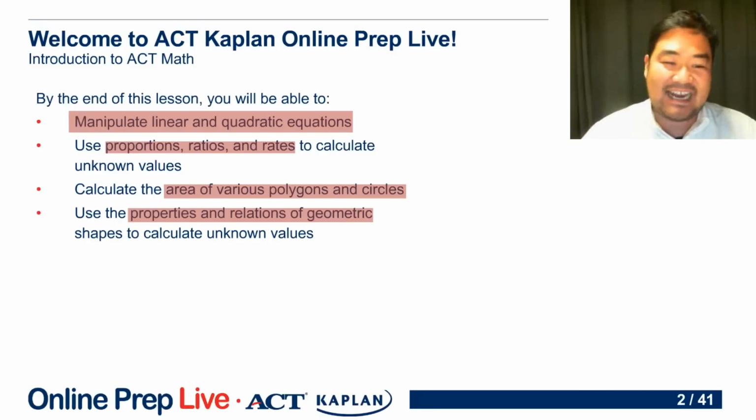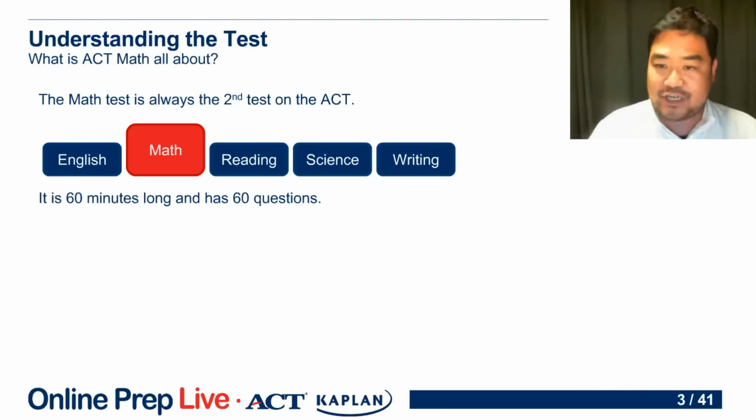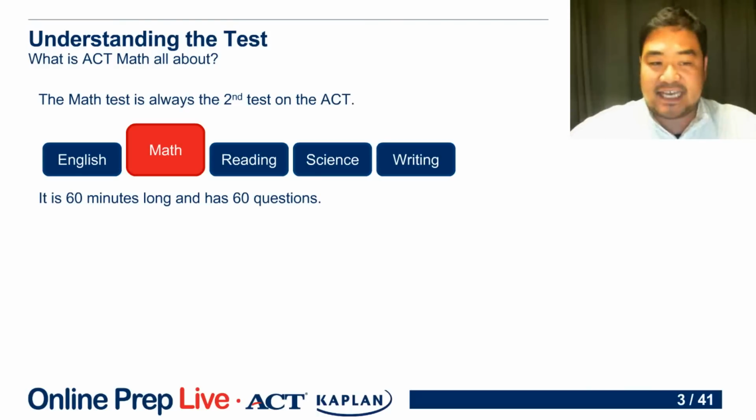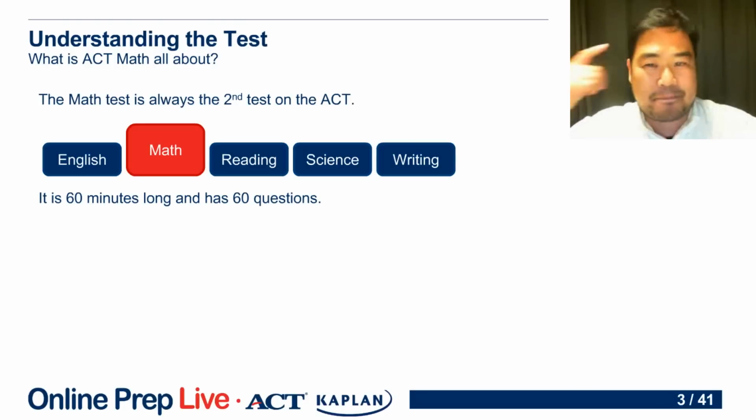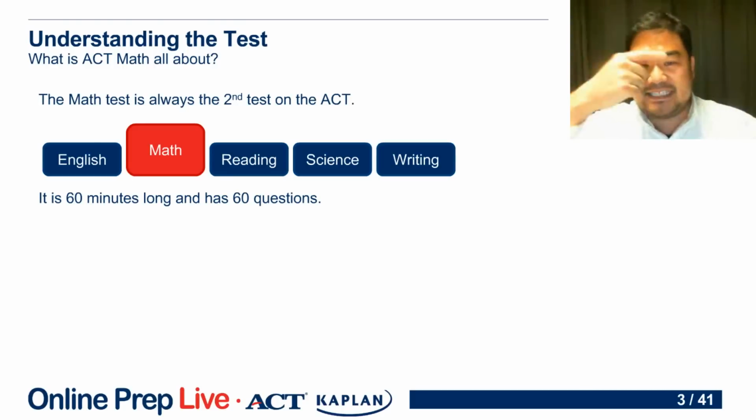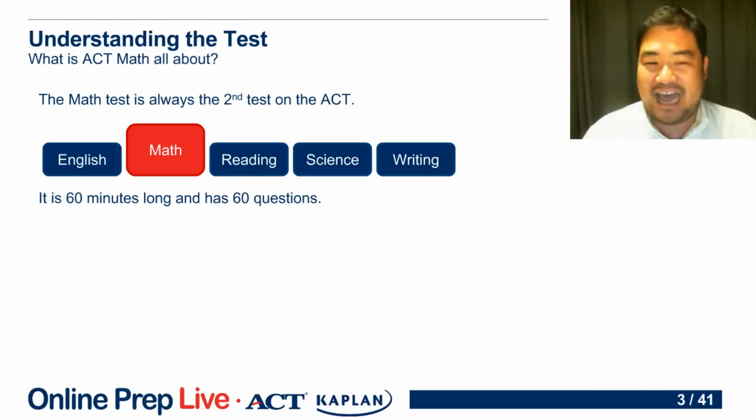I'm super excited. Before we get into math content, just a quick refresher about the exam itself. Remember, the math test is always the second test on the ACT, and the math test is 60 minutes long, and there are 60 questions. So, pop quiz, just to get us started, a little brain warm-up for us all. Put it into the chat: approximately how much time is that per question?